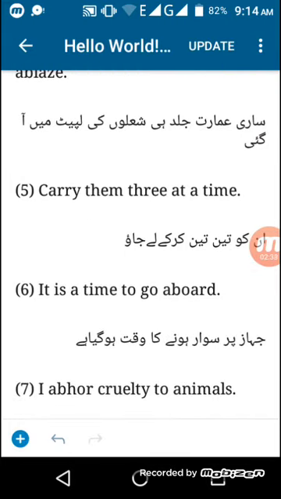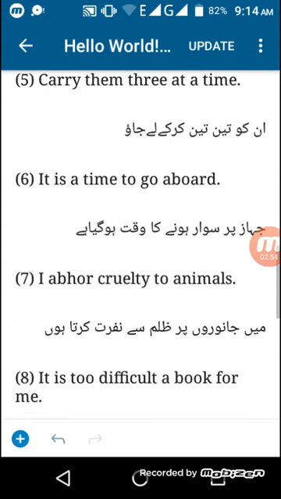Okay, the sixth one is it is a time to go abroad. जहाज़ पर सवार होने का वक्त हो गया है. It is a time to go abroad. Abroad, जहाज़ पर सवार होने का वक्त हो गया है.